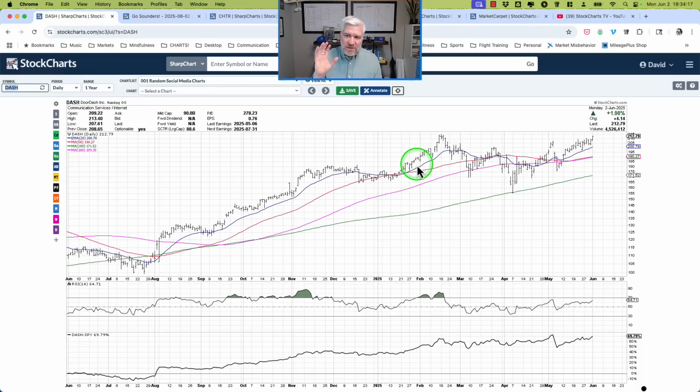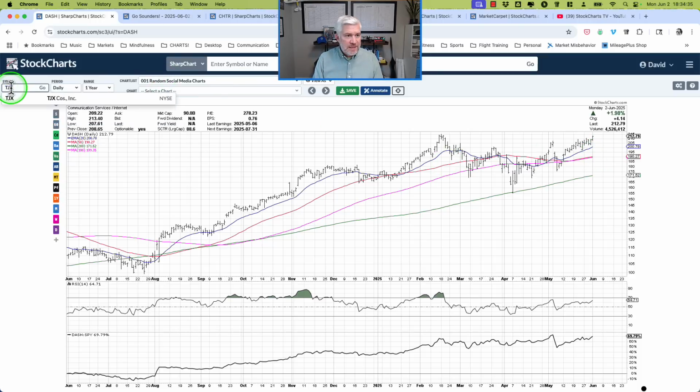So DoorDash, I would say, is the second type of chart. The moving averages have probably gotten into the proper order more recently. It's not as extended as the primary uptrends like Netflix, but maybe just starting to break above a key resistance level in a way that I want to be aware of.